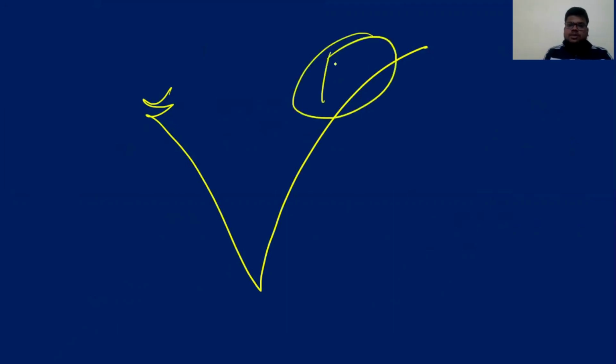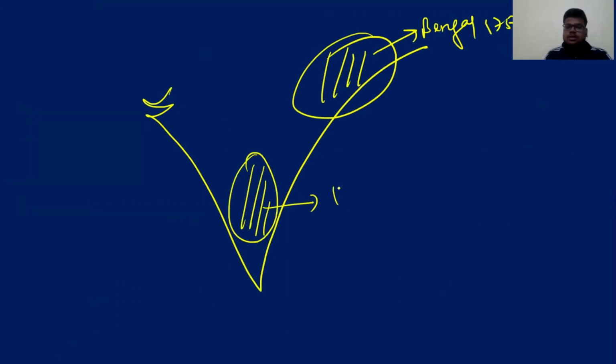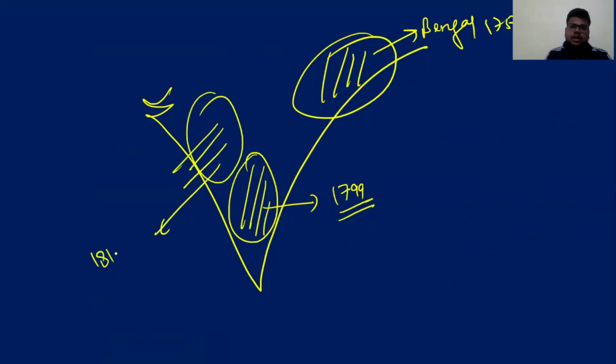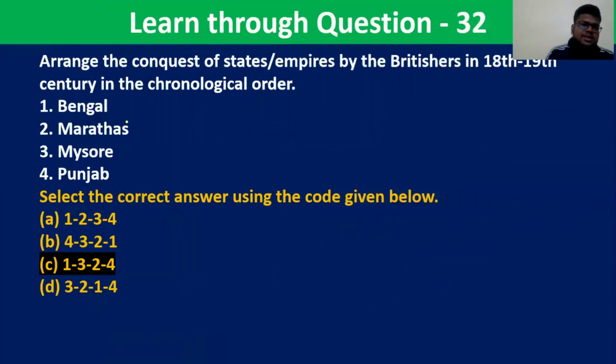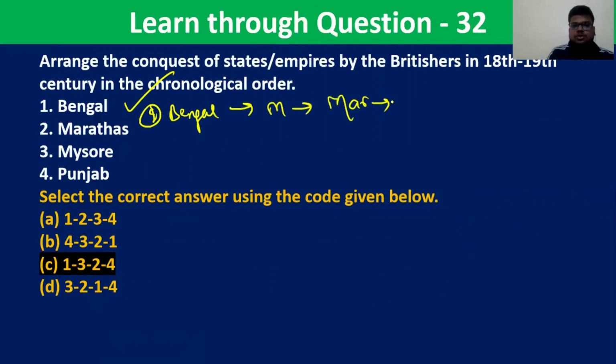Now, the British established first Bengal, right? They captured Bengal in 1757. Then they captured Mysore, that is 1799. Then they captured the Marathas finally in 1818. And finally, they captured Punjab in 1849. So this is how you will get your answers done. बहुत आसान सा हो जाएगा. Firstly, you have Bengal, then you have Mysore, then you have the Marathas, then you have Punjab. You can be asked such questions in your examination, so be ready with that.